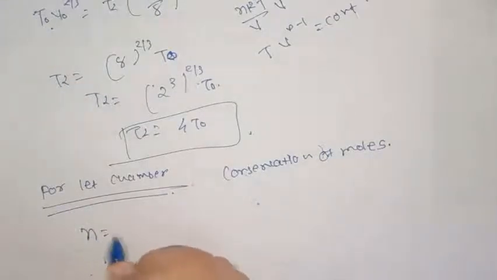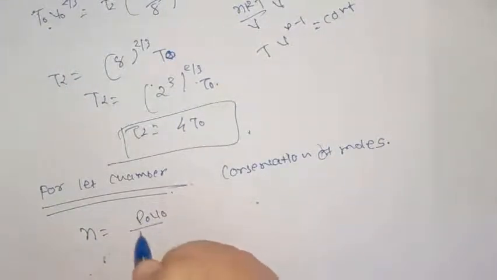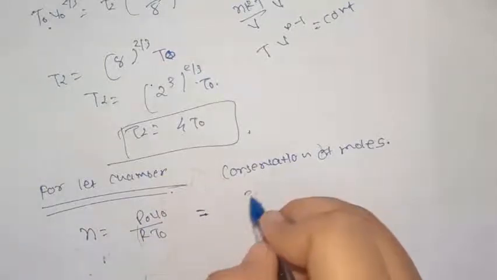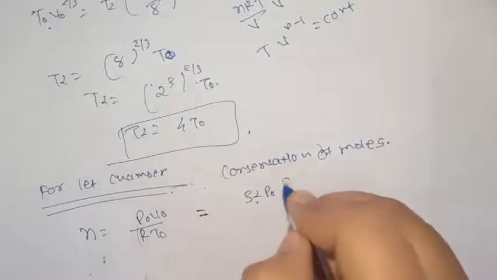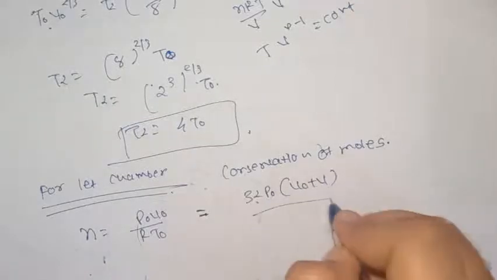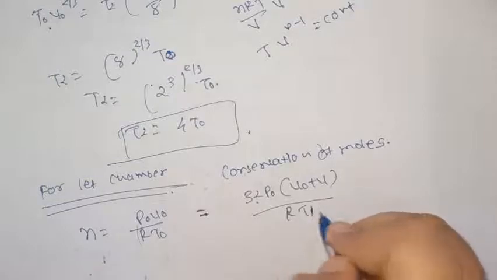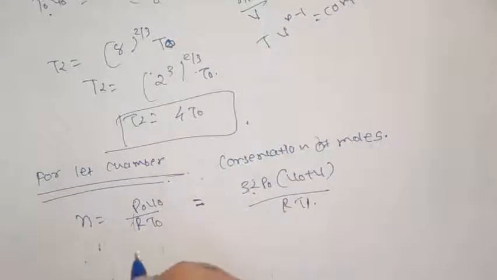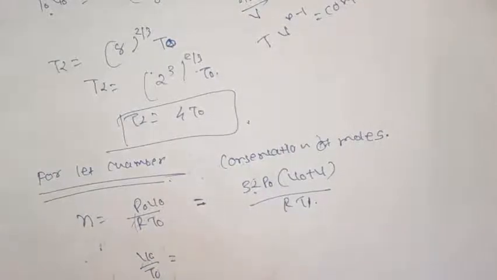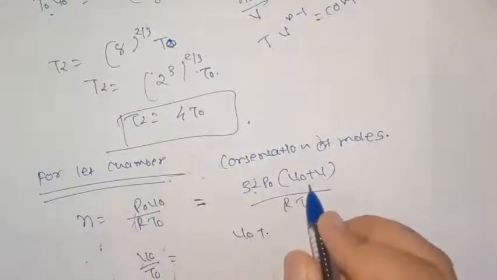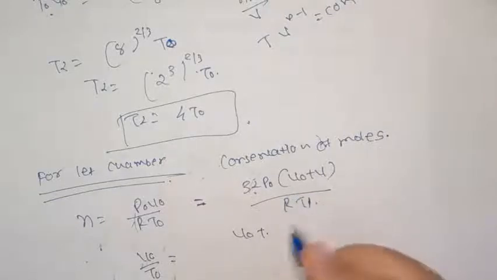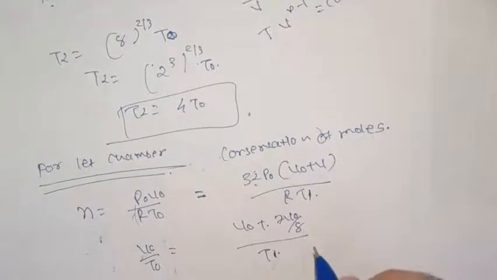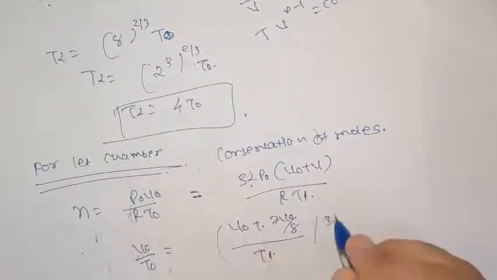So we can write N is equal to P naught V naught upon R T naught. This is the initial situation, and the final situation will be 32 P naught into V naught plus V divided by R T1. This P naught and R will get cancelled out. So V naught upon T naught is equal to V naught plus V, we have found 7 V naught by 8, divided by T1 into 32.